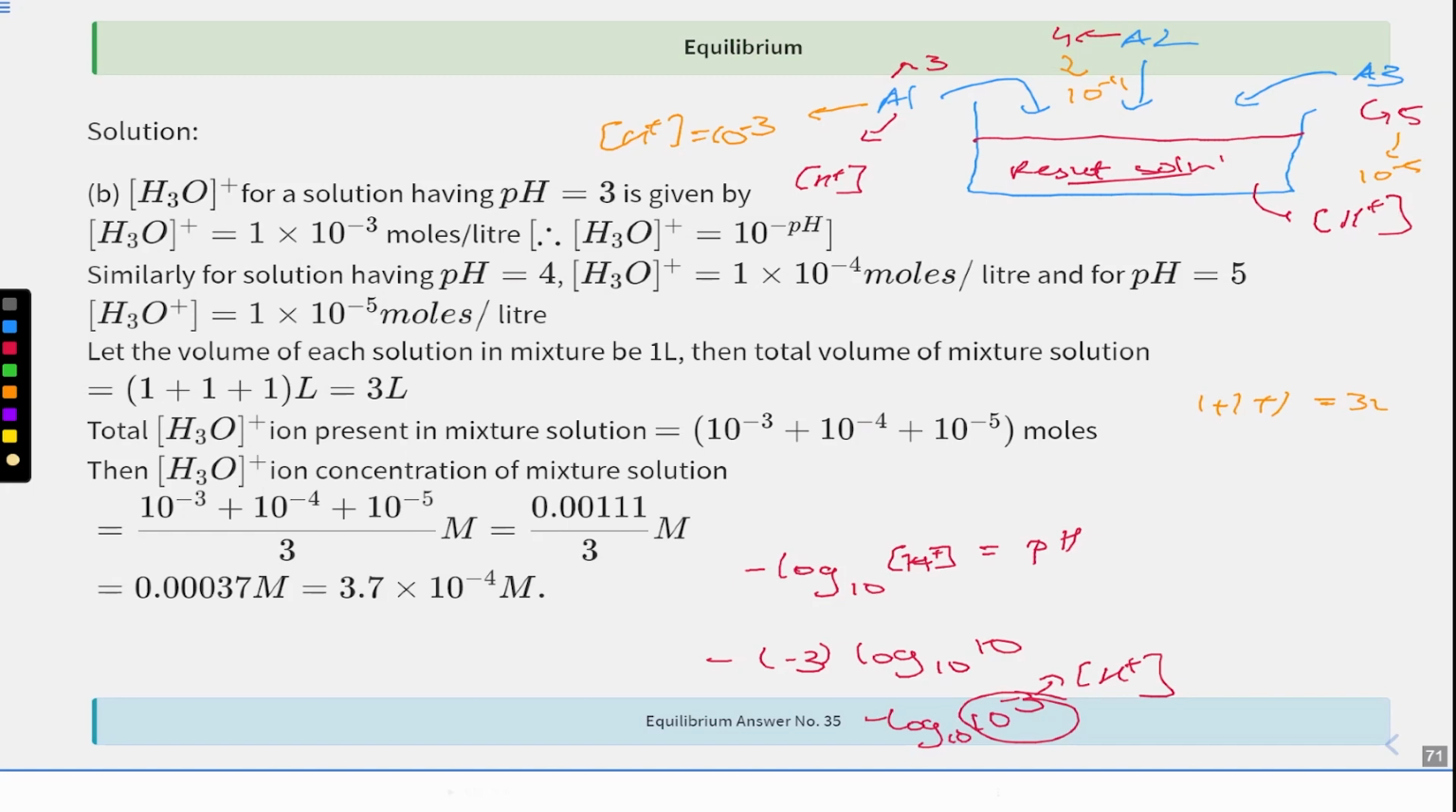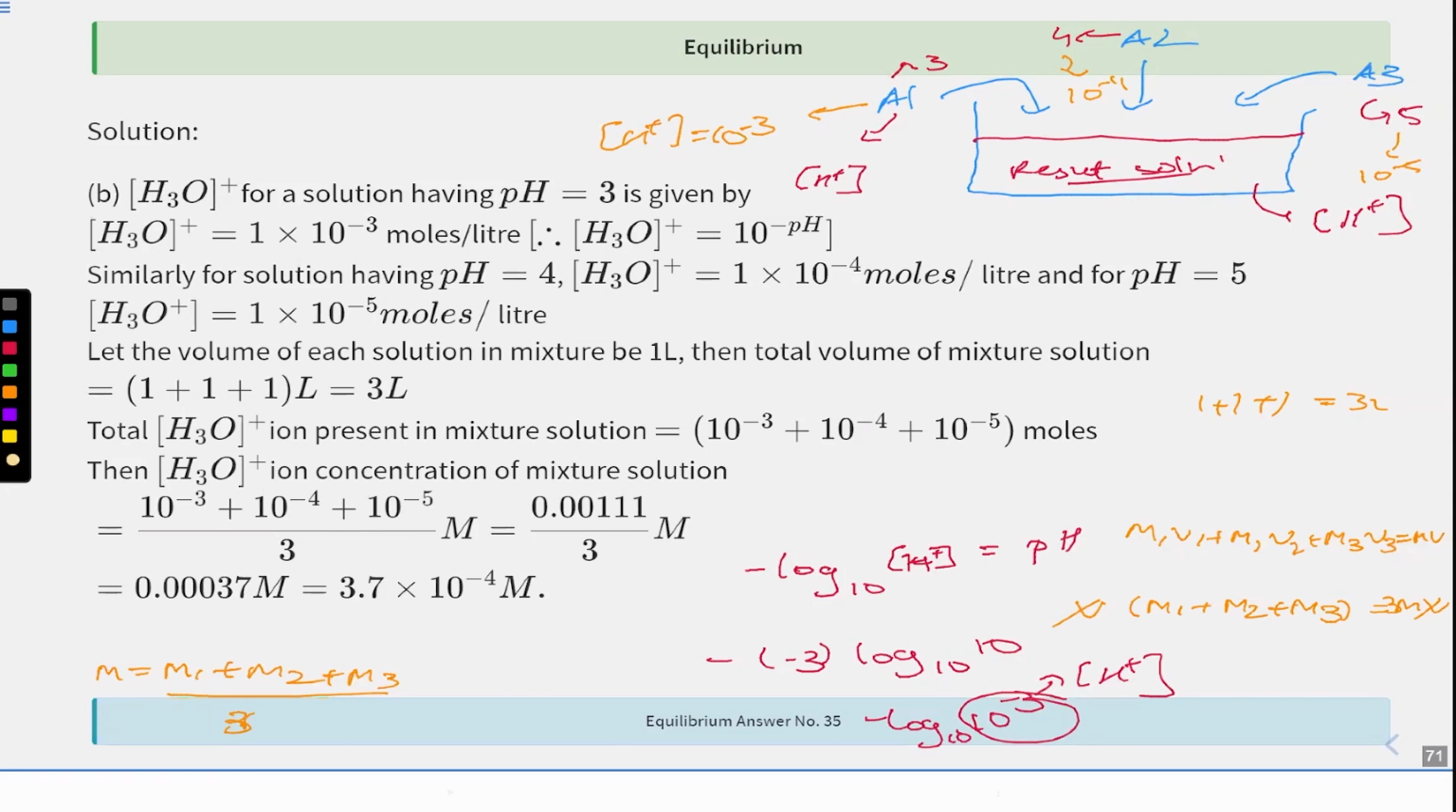So M1V1 plus M2V2 plus M3V3 should be equal to MV. Now, because all volumes are equal, I can say V times (M1 plus M2 plus M3) will give me M times 3V, right? So V cancels V, and your final M will be equal to (M1 plus M2 plus M3) divided by 3. What we are basically doing is whatever we just saw in the titrations part.